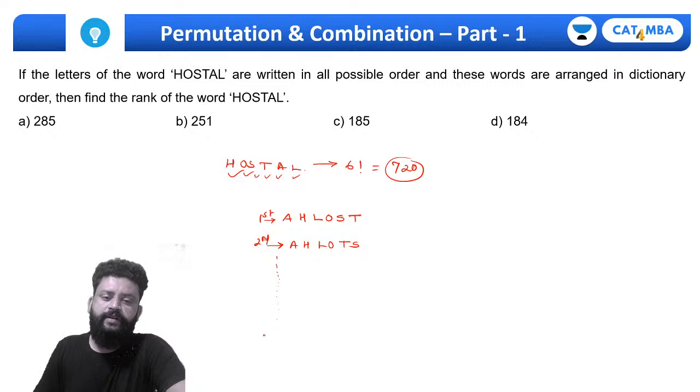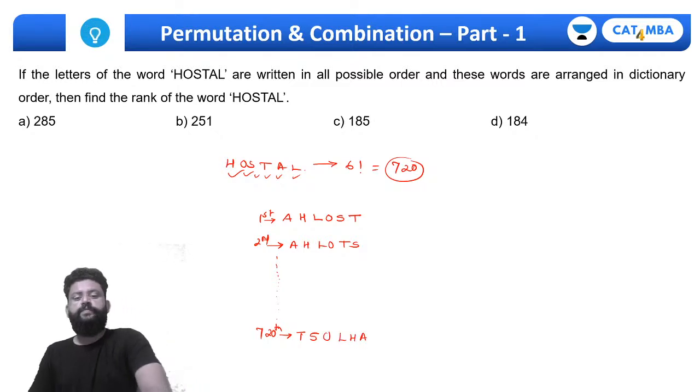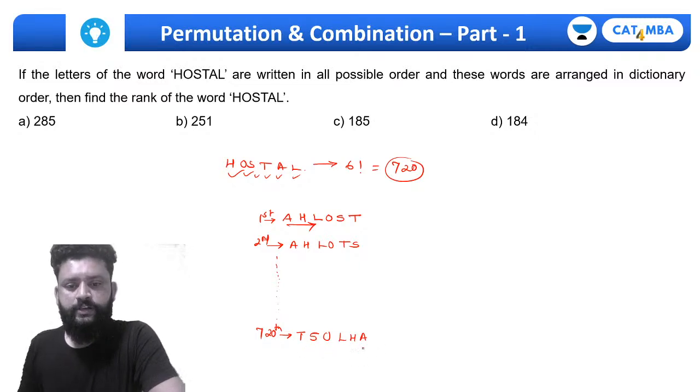If you rank all the words we have 720 words, and the last word will be, sorry, it's not ST, it will be TSOLHE. Exactly the reverse. Right?